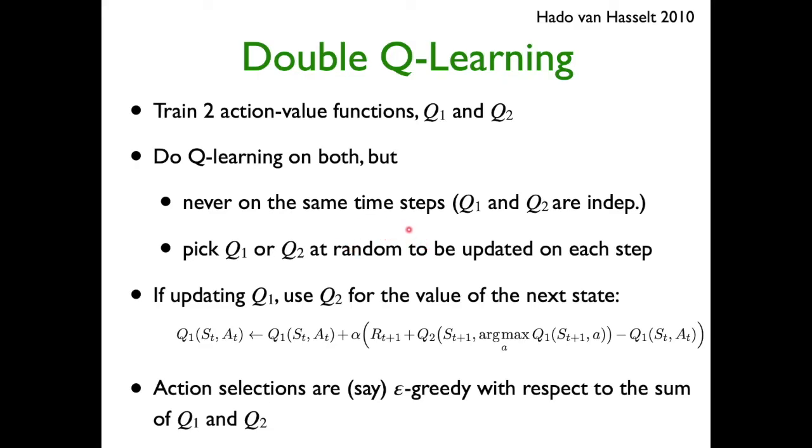So it's a very simple idea. You basically have two Q functions, completely separate and independent. We're going to keep them independent all the time, and we're going to update both of them as we experience things, but we're going to randomly decide which one we're going to store our experience to.